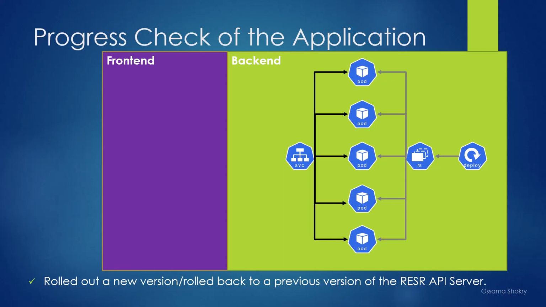Let's do a progress check of the application at this point. In this lab, you have rolled out a new version of the REST API server, then rolled back to a previous version. You used a rolling update strategy to update the pods gradually, thereby ensuring your service will have minimal or no downtime.